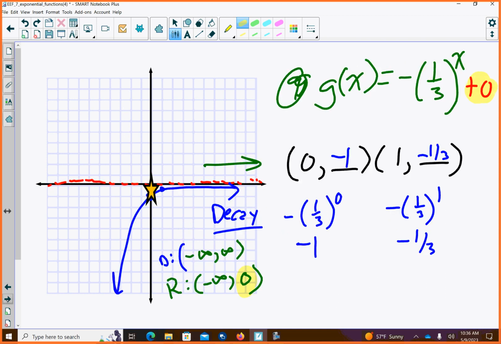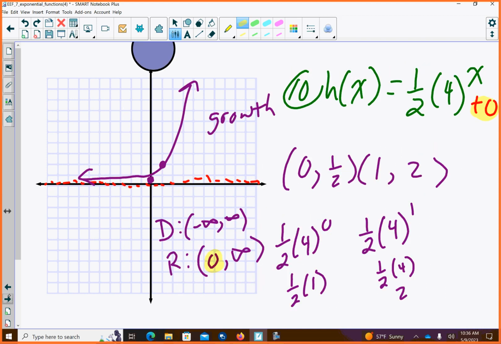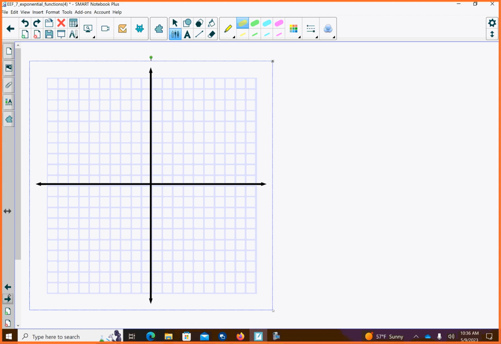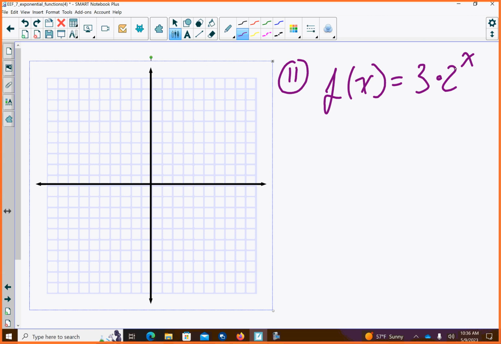Okay. All right. Ready? Number 11, yes? All right. F of x, fancy way of saying y, 3 times 2 raised to the x. Is this exponential? Yes. Yeah, the x is the exponent. Can I put a plus 0 at the end? Yeah. So that comes around here. I will use that 0 at another time as well.